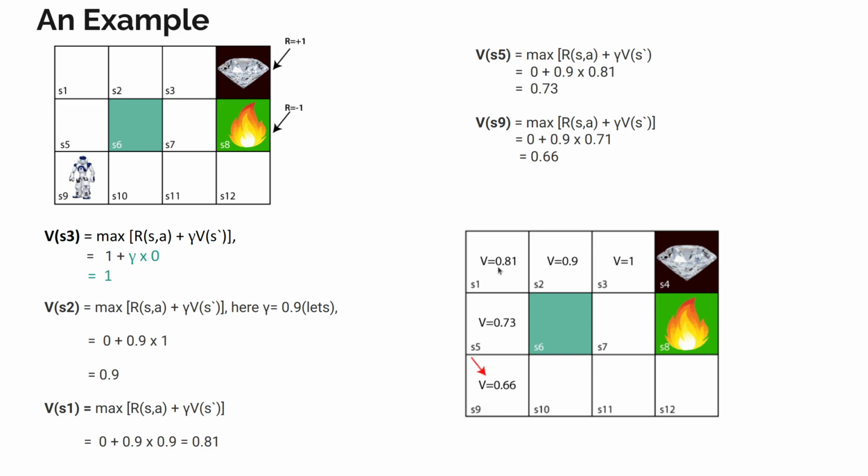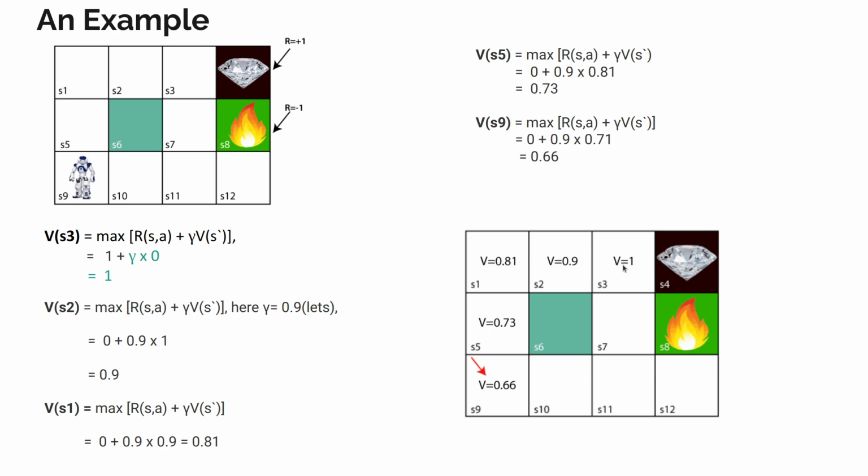Because you always want to go to a state where value is high. You don't want to go to S9 because its value is 0.66. Here the value of S1 is 0.81, that's why we chose this one. So it will be 0 plus gamma always would be there, gamma 0.9 into 0.81, the value of S1, and then finally the value of S5 would be 0.73.